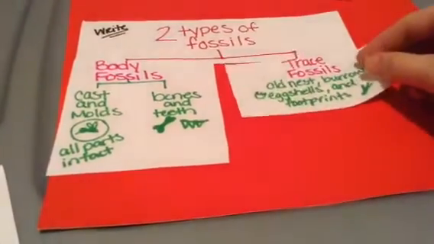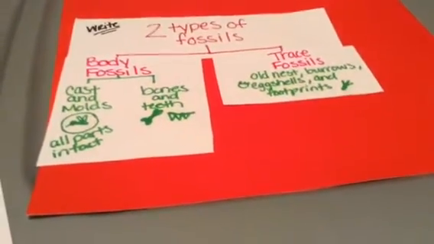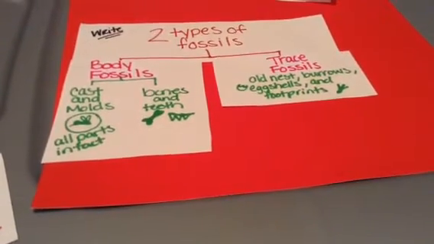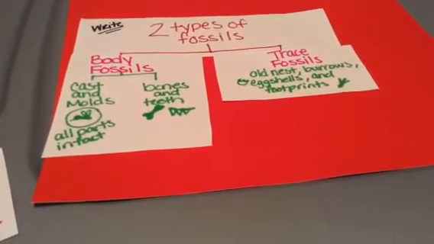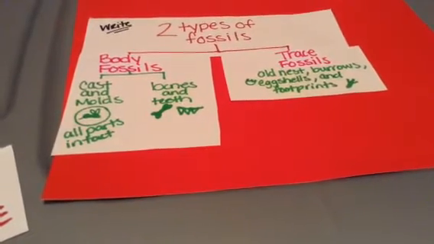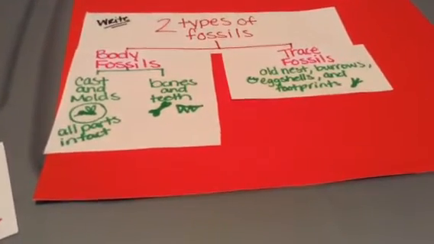Trace fossils, though, are slightly different. A trace fossil is when scientists find an old nest or a burrow of an animal that's still fully intact, some eggshells, or maybe footprints of an animal that has lived a long time ago.